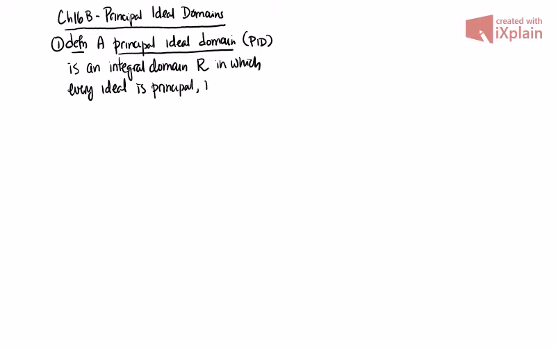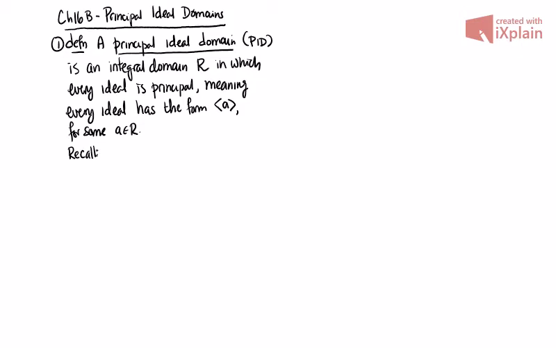If you've forgotten what that means, that's meaning every ideal has the form ideal generated by A for some A in R. And if you've forgotten what that notation means, this is formally the principal ideal generated by A. This is the set of all RAs for R in R. So a principal ideal domain is an integral domain in which this always happens every single time.